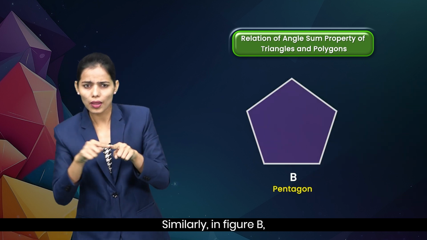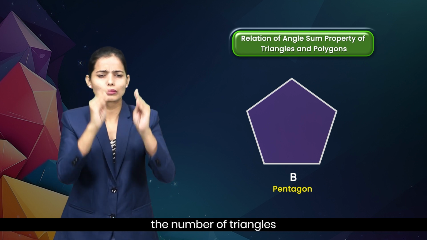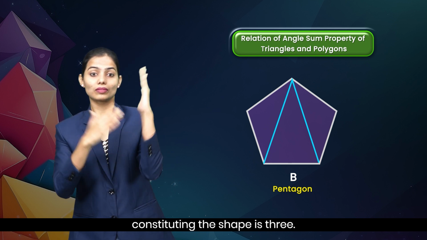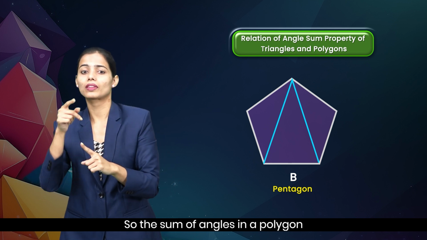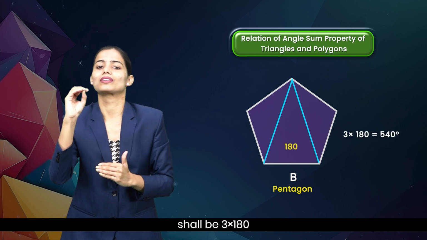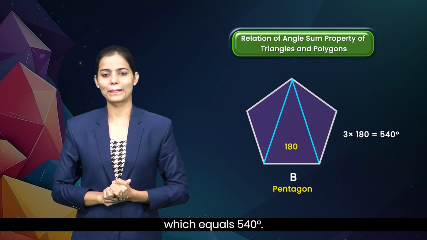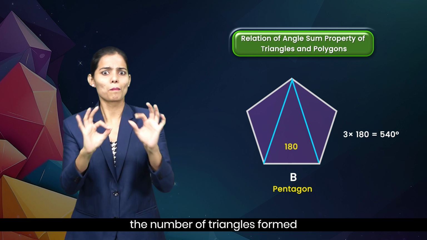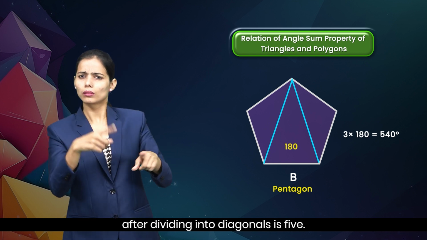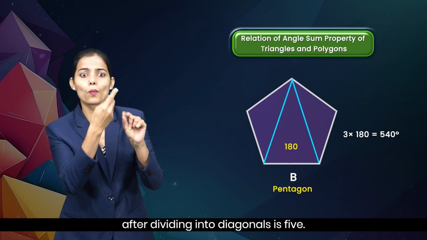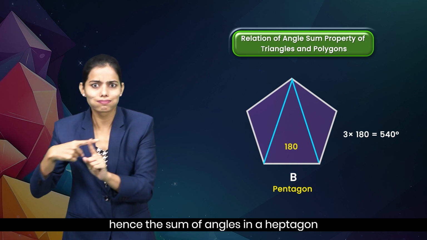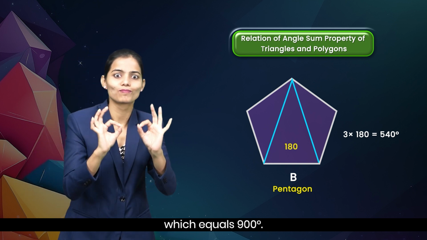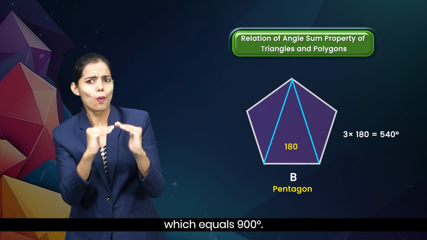Similarly, in figure B, which is a pentagon, the number of triangles constituting the shape is 3. So the sum of angles in a polygon shall be 3 into 180, which equals 540 degrees. Likewise, for a heptagon, the number of triangles formed after dividing into diagonals is 5. Hence, the sum of angles in a heptagon shall be 5 into 180 degrees, which equals 900 degrees.